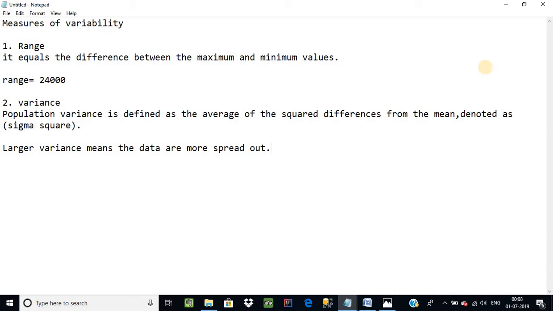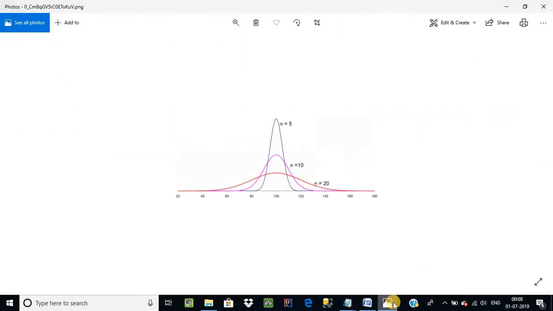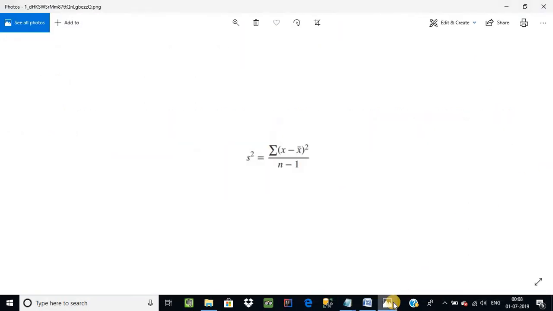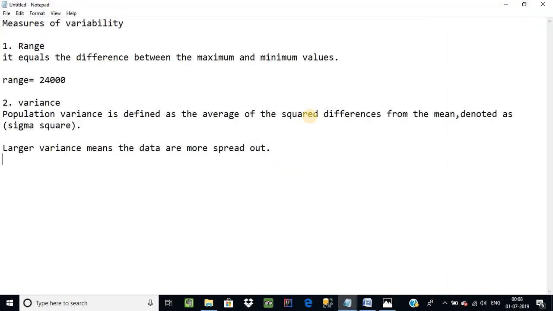This difference occurs because the sample mean is used as an approximation of the true population mean. And what is sample variance? This is sample variance. This one is nothing but sample variance. Okay. So now let's discuss another important attribute.